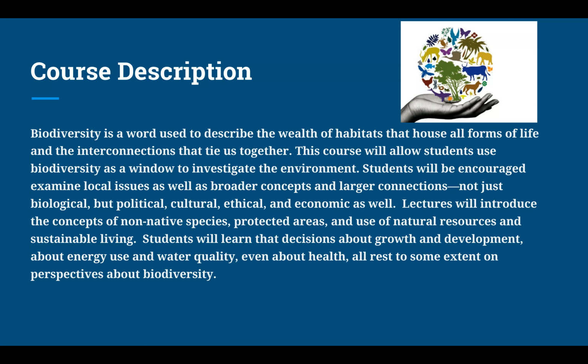The lectures we're going to look at are about non-native species and protected areas. We're going to go out to protected areas like Red Rock National Conservation Area. We'll cover the use of natural resources, which is where the Springs Preserve comes in, as well as sustainable living. They do a great job of that. At the end of the day, we look at how growth and development, energy, water quality, and even our health are essential, and how biodiversity is there and will always play a role.